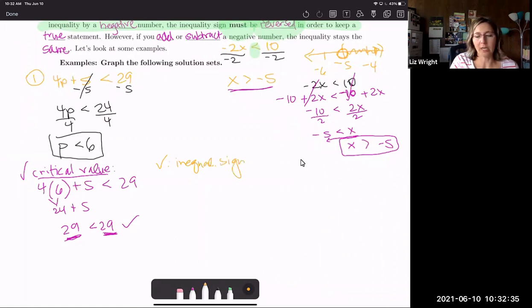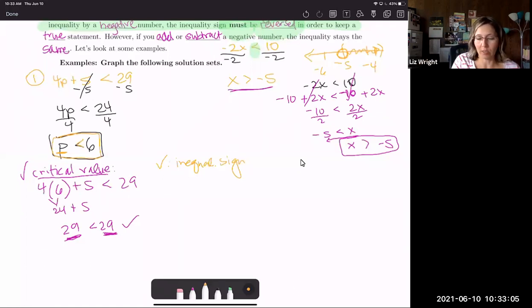So here's how we check our inequality sign. Choose any value that's in your solution set, so any p-value that's less than 6. If we get a true statement, that means our inequality sign is pointing the right direction. If we get a false statement, meaning at the end of this we get something that says 8 is less than 6, then that tells us our inequality sign needs to be flipped, and you would open it up the other way.